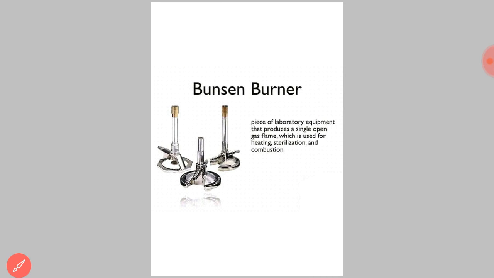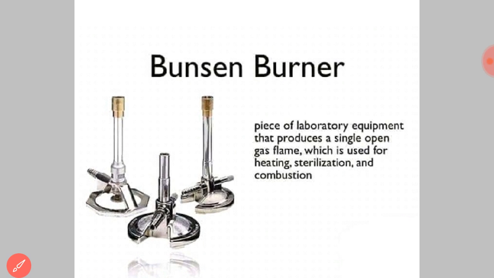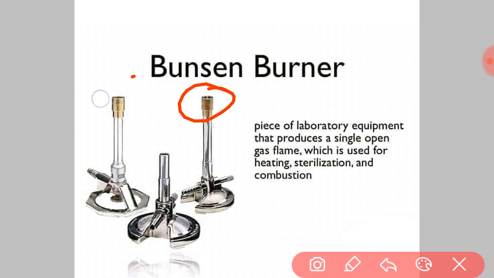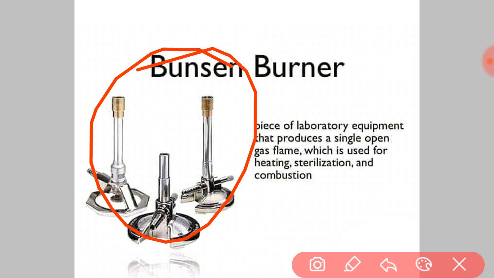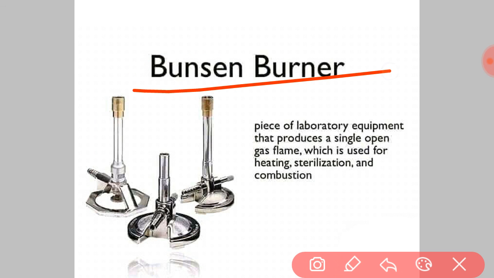Okay, the next apparatus is the Bunsen burner. It is also a very common laboratory apparatus for supplying heat or providing temperature to chemicals. It is a piece of laboratory equipment that produces a single open gas flame. In that way, this mouth also produces a gas flame. Its name is Bunsen burner. Okay, then it provides heat or flame, a single open gas flame which is used for heating, sterilization and combustion. Generally it is used for the combustion of substances in the chemical laboratory. This is the picture of the Bunsen burner and the name of this lab apparatus is Bunsen burner.